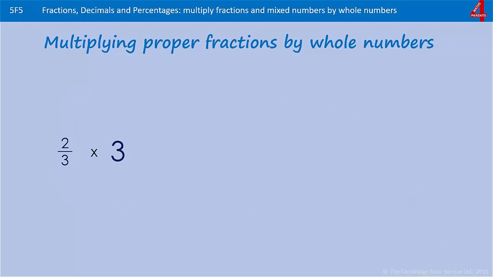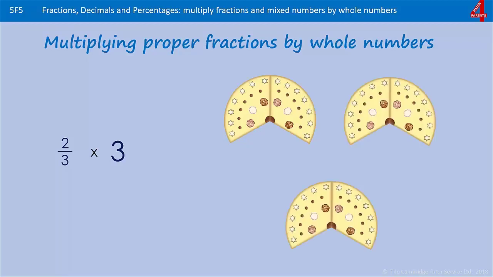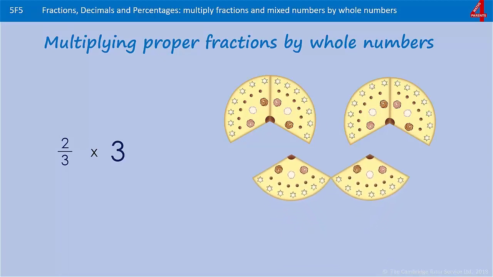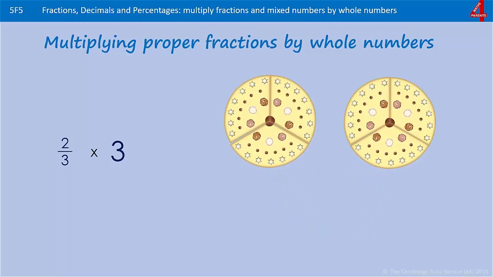This time we have what's called a non-unit fraction. It has a numerator that isn't 1. 2/3 times by 3. Here we have 2/3 of a cheesecake. We're multiplying this by 3, so we're going to have 3 lots of 2/3. If we put these together to see how many complete cheesecakes we have, you can see we have 2 complete cheesecakes. So we've worked out that 2/3 times by 3, or 2/3 of 3, is 2.